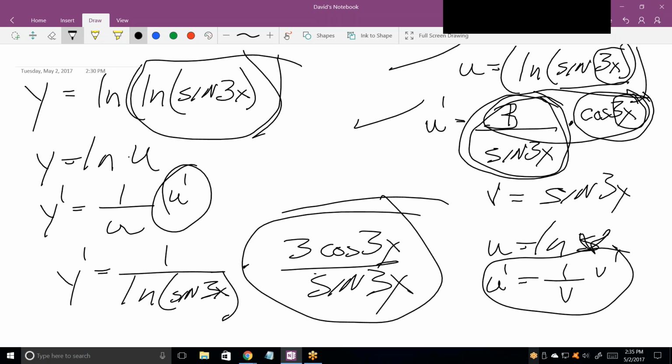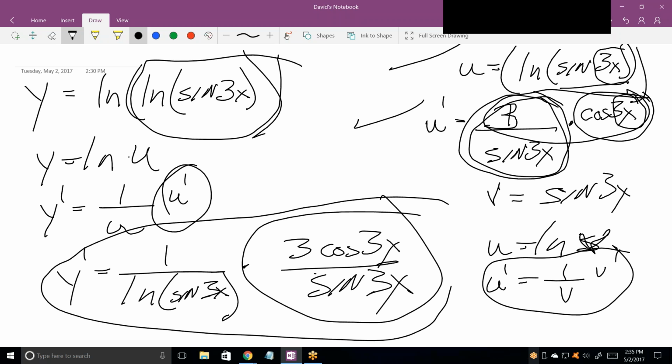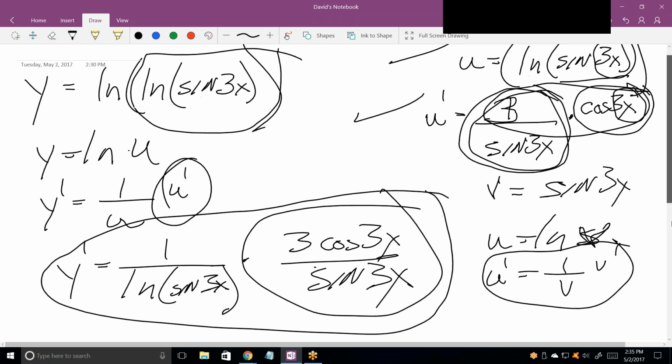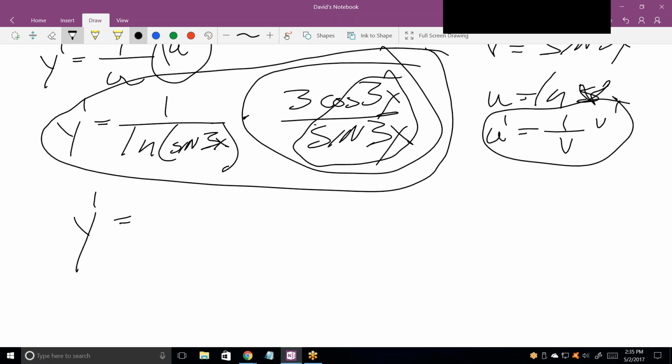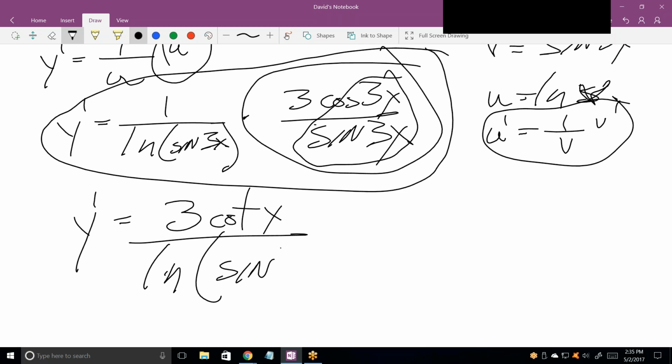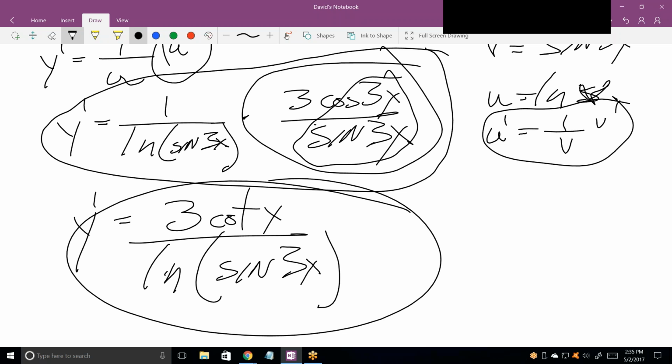And now, whether I can simplify that or not, I don't think so. You can just combine the fractions, I guess. But yeah, I could make that cotangent of 3x, because cosine of 3x over sine of 3x is 3 cotangent. That makes sense. So I could do that, and then I have it over the natural log of sine of 3x. I think this is probably the answer that you'd find in the back of the book if they gave you answers.